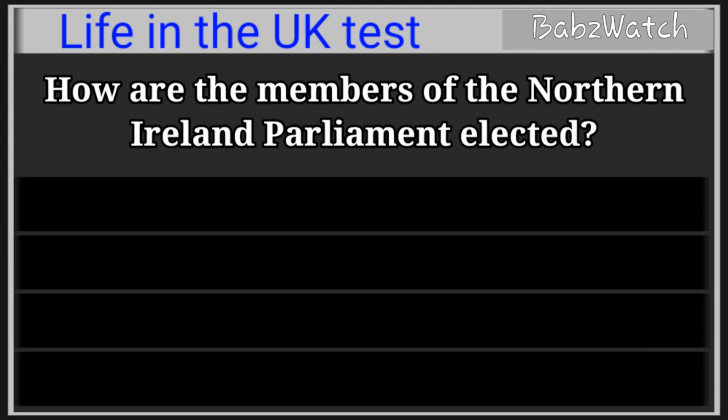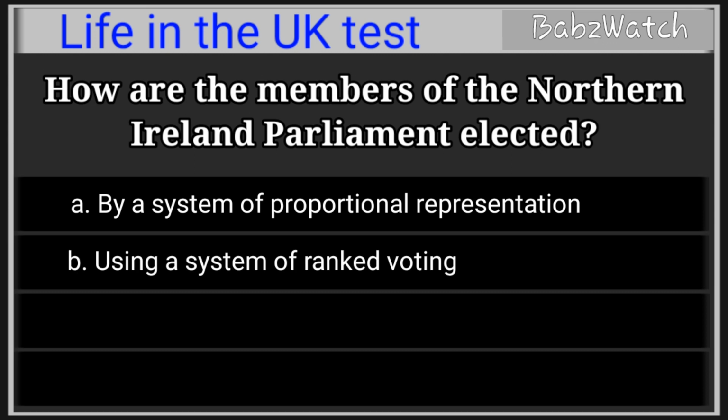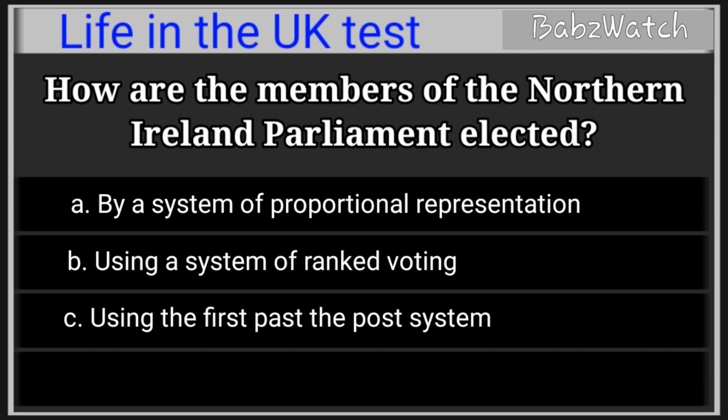Life in the UK test. Question 24 of 24. How are the members of the Northern Ireland Parliament elected? A. By a system of proportional representation. B. Using a system of ranked voting. C. Using the first-past-the-post system. D. Using a runoff system. The correct answer is A. By a system of proportional representation.